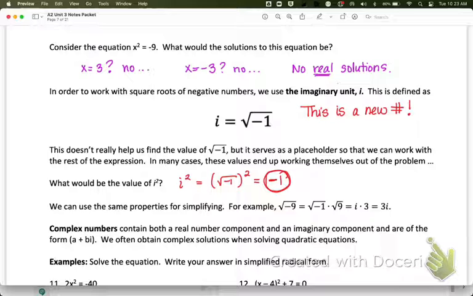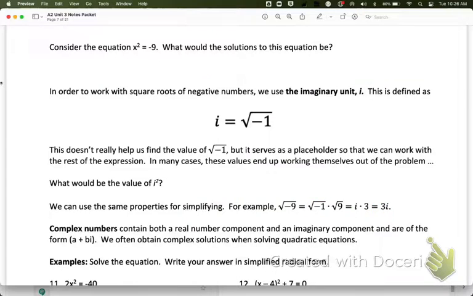So if I have something like the square root of negative 9, well, I can use my radical properties to break this apart. If I split it up to be the square root of negative 1 times the square root of 9, I know because of what we just talked about that the square root of negative 1 is the number i, and I know that the square root of 9 is 3, so this becomes the number 3i, okay?